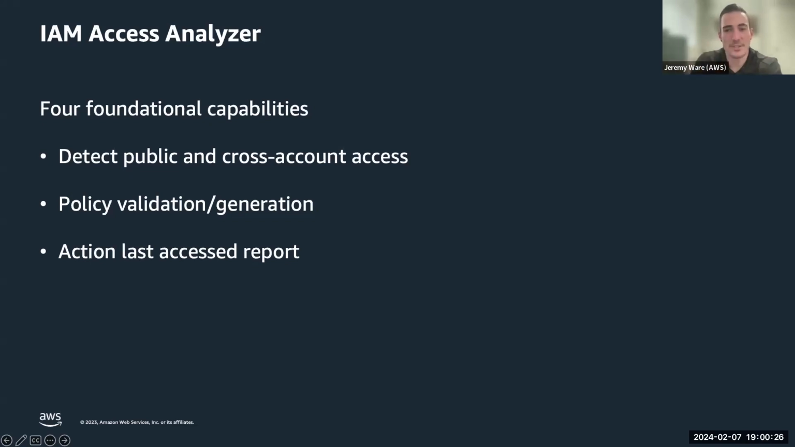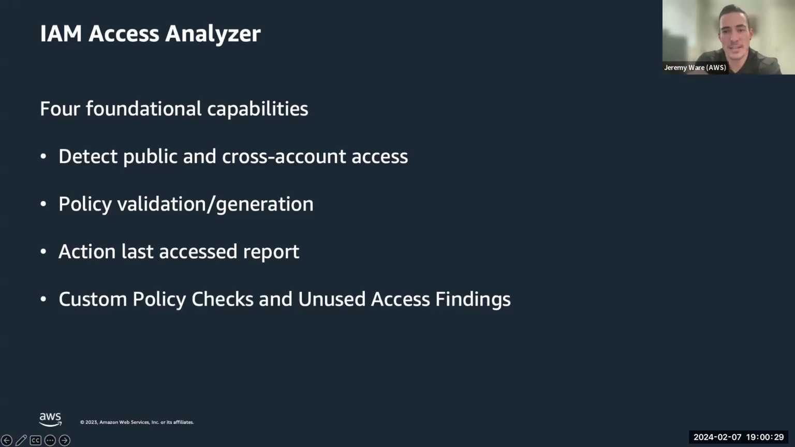The last access is also here as a part of unused access. The last one I want to touch on is custom policy checks. So I mentioned this earlier. One of the things about identity that's really hard as we start enhancing the way that developers access AWS, right?